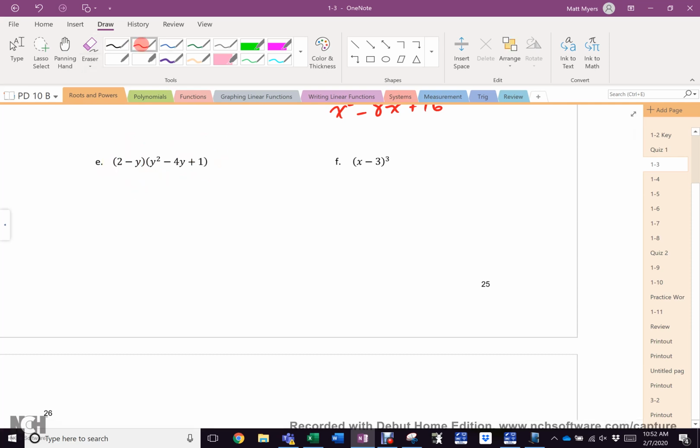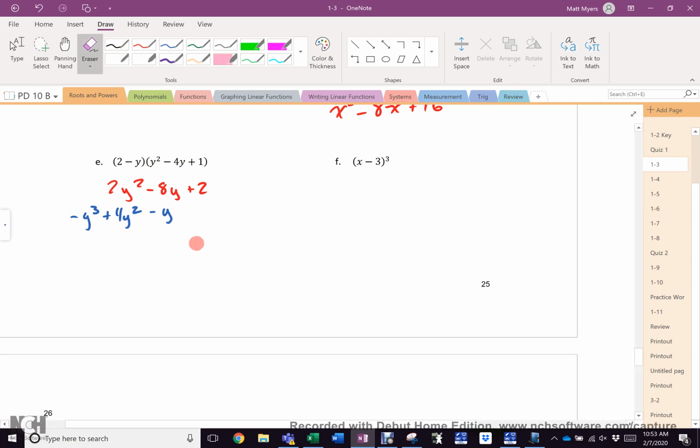If you are bad at doing this in your head, as always, write it out. 2y squared minus 8y plus 2. New term, new line. Negative y cubed. I don't see any other y cubed, so I'm going to write it out by itself. Negative y times negative 4 is positive 4y squared. Negative y times 1 is negative y. And when I line it up vertically, it becomes real easy to collect my like terms.